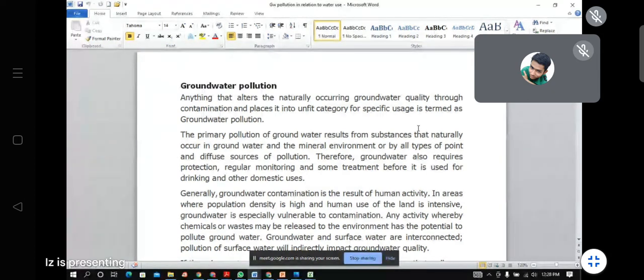Pollution would mean that it is making the water unfit for that specific use, although contamination would mean that it is increasing the concentration of that specific chemical parameter in groundwater. And with more contamination, this event of contamination may qualify to be called groundwater pollution. Okay, you got my point?